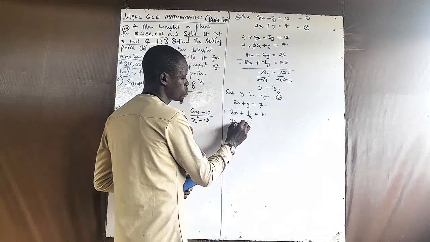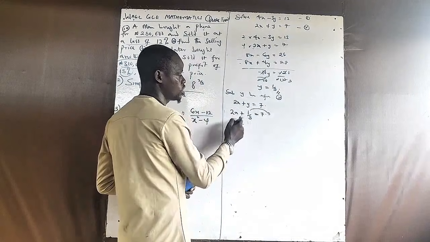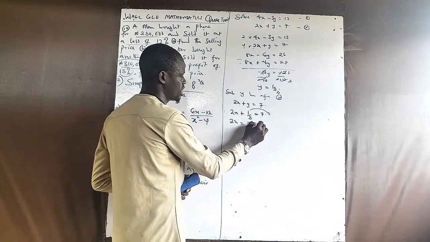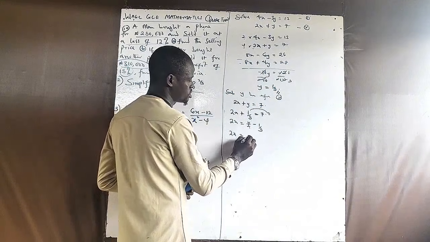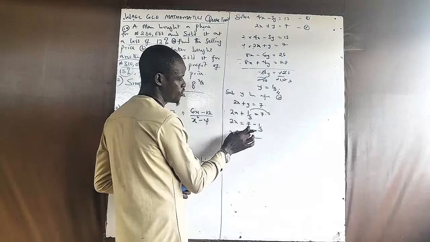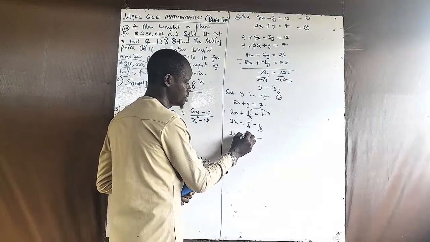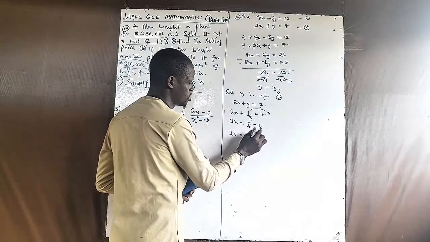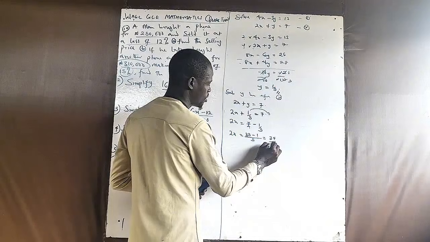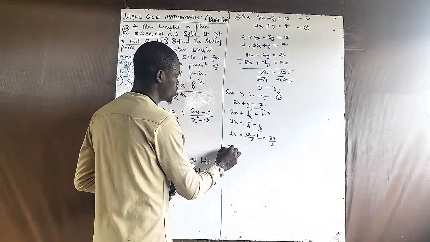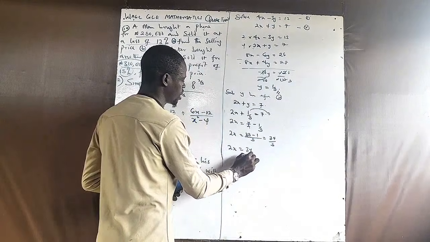So 2x will be equal to, take this to this side, it becomes negative, 7 minus 1 over 5. So my 2x will be equal to, find the LCM of this. LCM is 5. 5 divided by 1, 5 times 7, I'm going to be having 35 minus 1, which is going to give rise to 34 over 5. So my 2x equals 34 over 5.